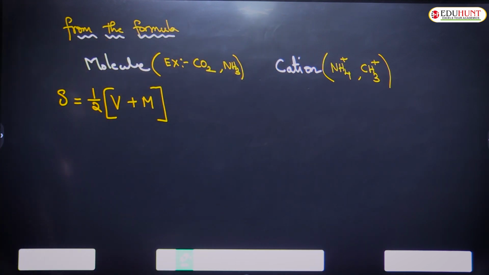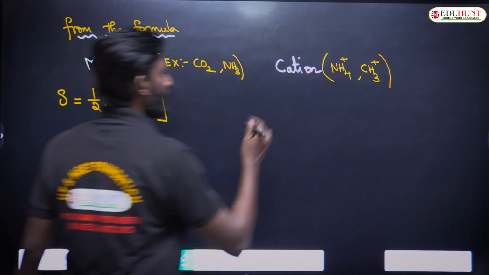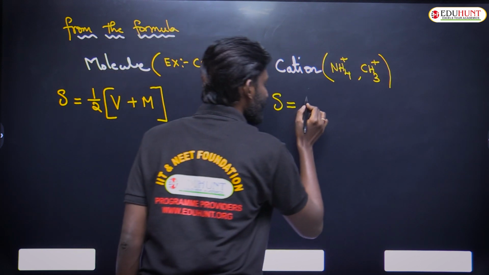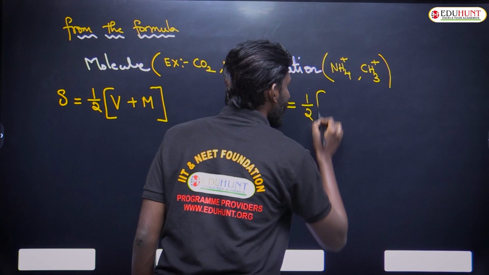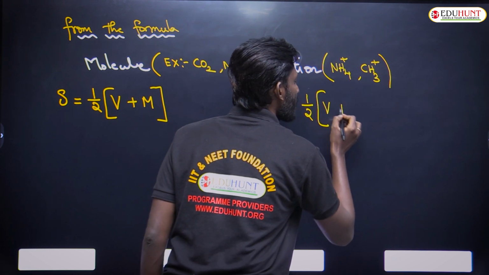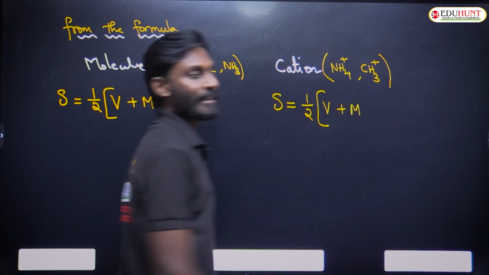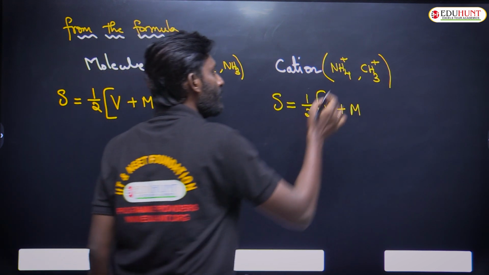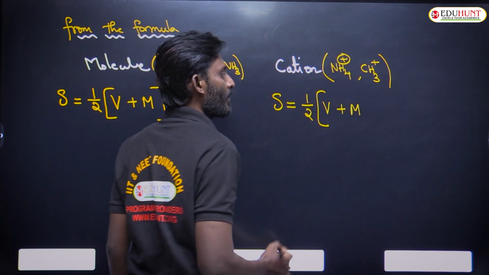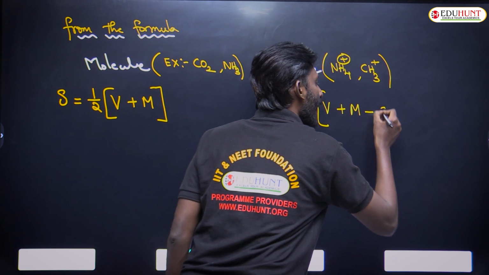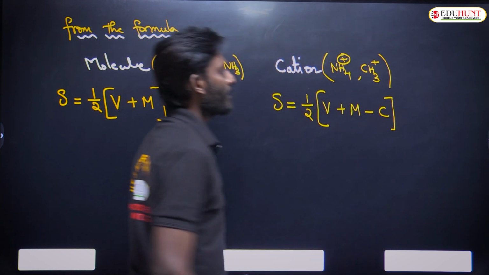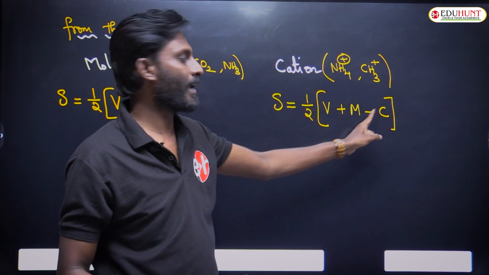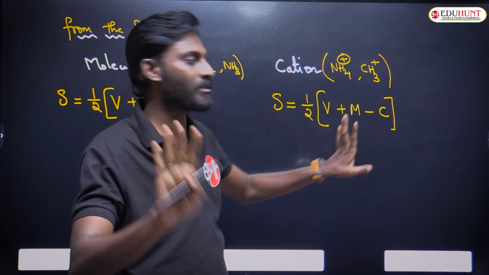Okay? Cation. If it is a cation, then how to calculate the steric factor? S is equal to 1/2 times of valence electrons plus monovalent atoms. Now listen carefully. If it is a positive charge, then subtract the charge magnitude. That means there is 1 unit positive charge, then M minus 1. The C is the charge magnitude.